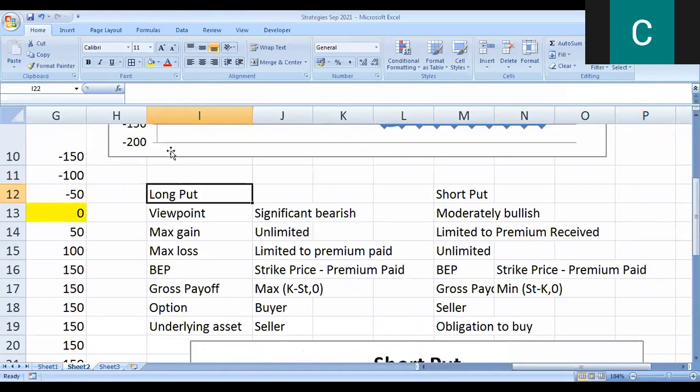It is just a mirror image of the long put position. Break-even points are the same for both the parties. So is it okay up to this extent about the short put position, or are there any questions anywhere?